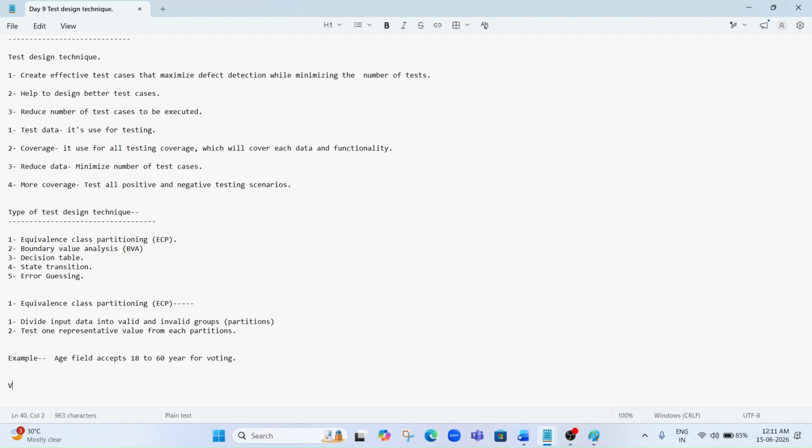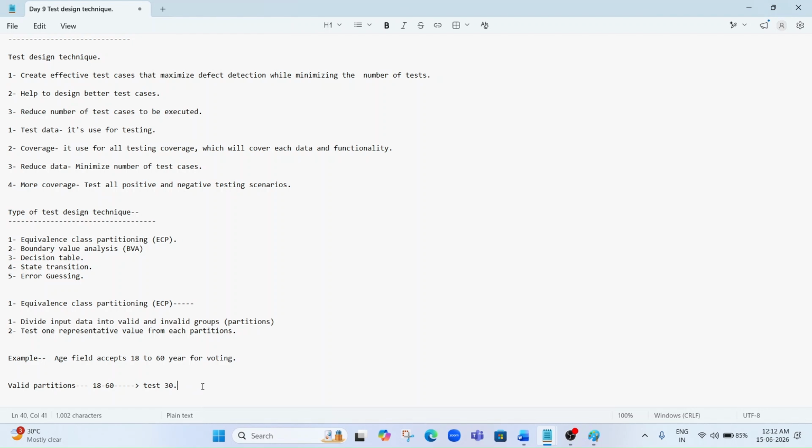Valid partitions. We will test ages 18 to 60. So in that case, we'll test age 30. This is a valid scenario. Why? The government set a rule that a person 18 to 60 years old will be able to vote. So we will test the valid scenario, age of 30.